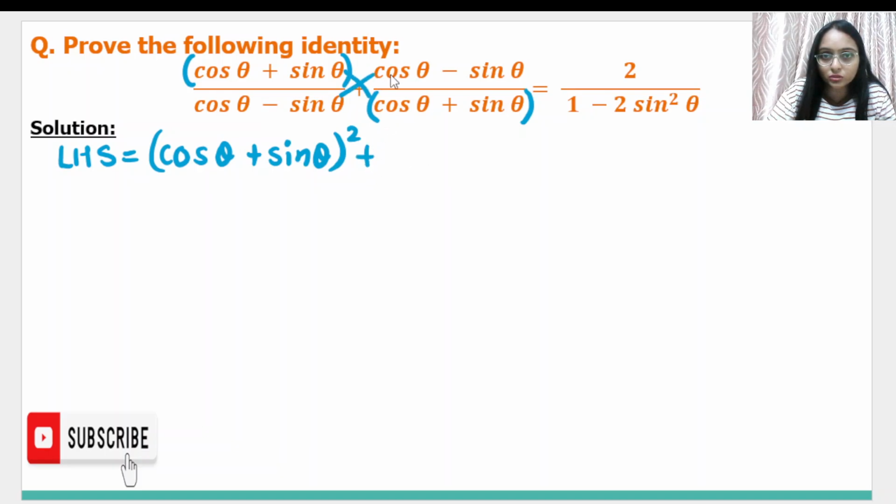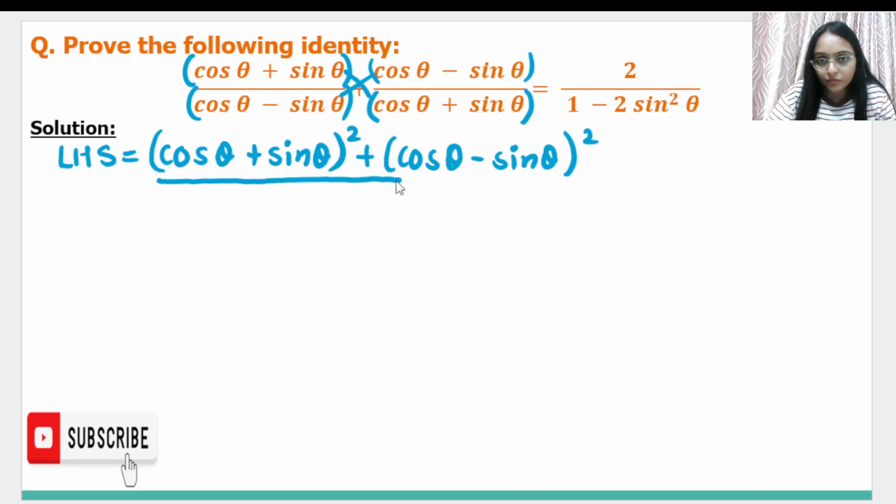Similarly, if you see these two things, they are also same. Cos theta minus sin theta. So it is cos theta minus sin theta the whole square. In the denominator you see cos theta minus sin theta, cos theta plus sin theta. So it is of the form a plus b, a minus b. Whenever you have a plus b, a minus b, it is nothing but a square minus b square. So here you will have cos square theta minus sin square theta.